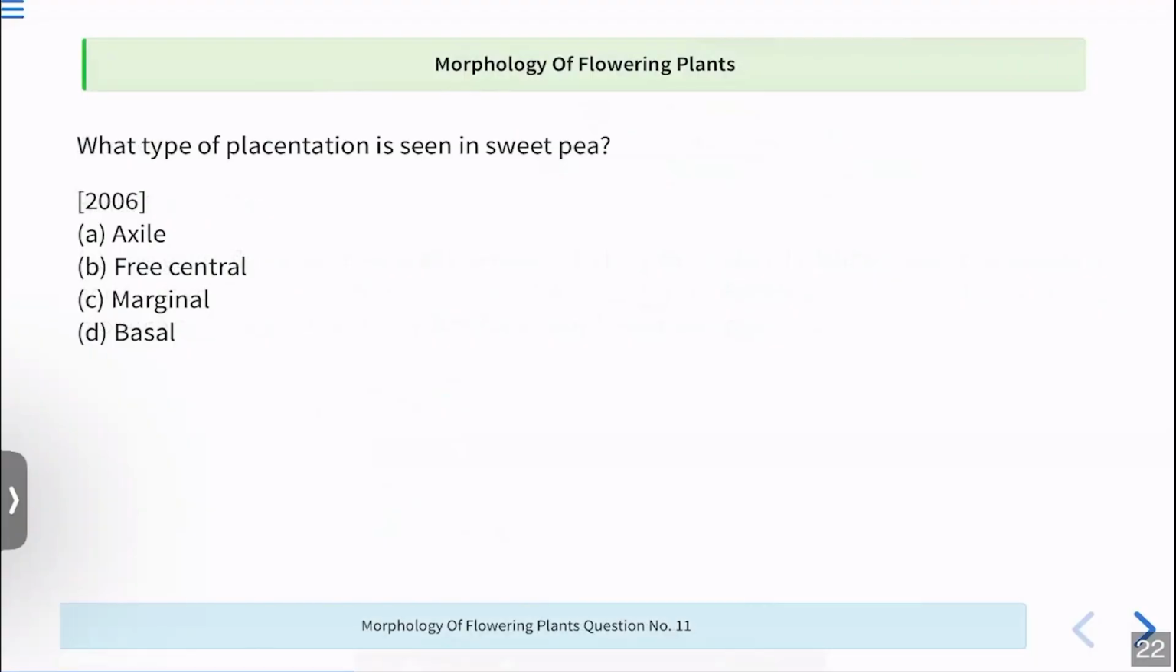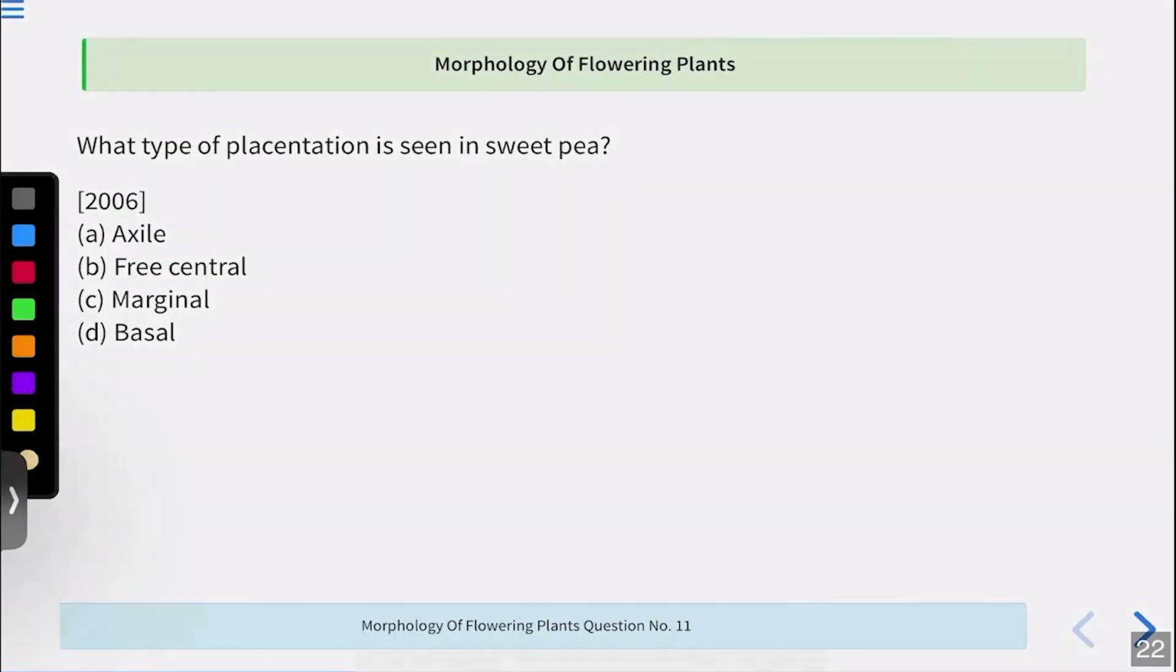What type of placentation is seen in sweet pea? Now, see what placentation is. Placentation is the arrangement of seeds, like inside a fruit, how the seeds are arranged. That is called your placentation. Okay. They have asked sweet pea, what kind of placentation will you see?